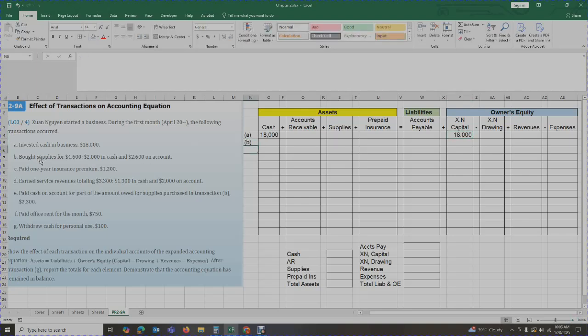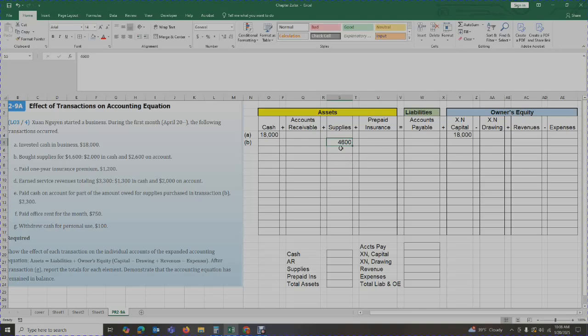Letter B. We bought supplies for $4,600. We paid $2,000 in cash and $2,600 on account. So this is a little bit more complicated, and we really have to think about what is happening. I'm going to ask myself, what did I buy here? Well, I bought supplies for $4,600. So I'm going to locate my supplies account. Do I have more or less supplies? I bought supplies, so I've got more supplies. So my supplies increased by $4,600.